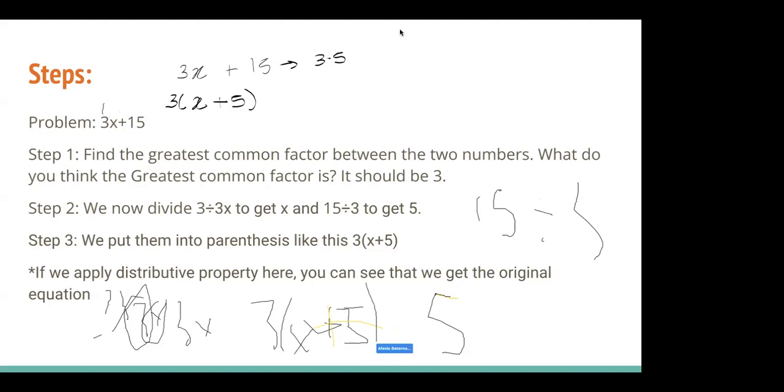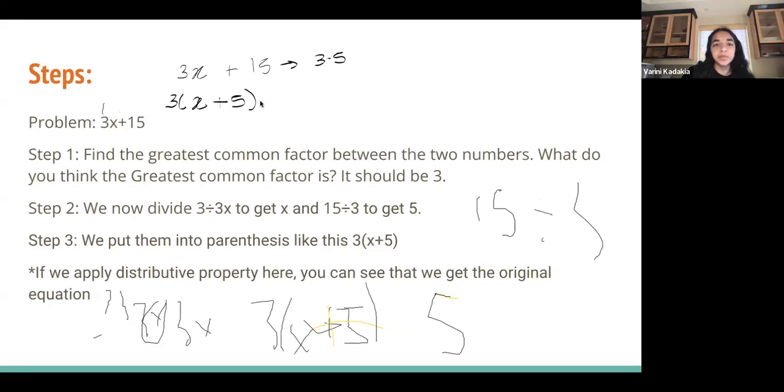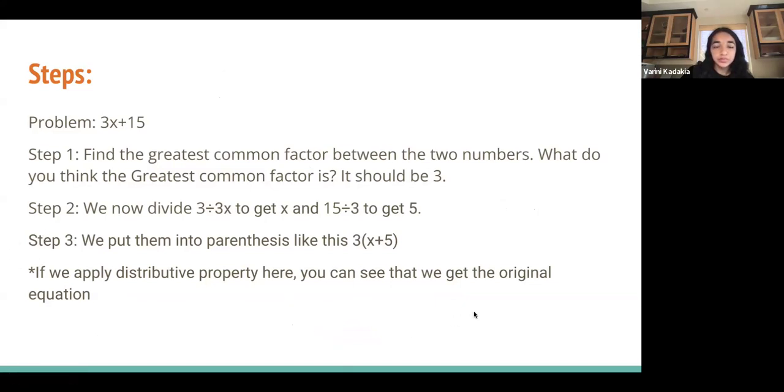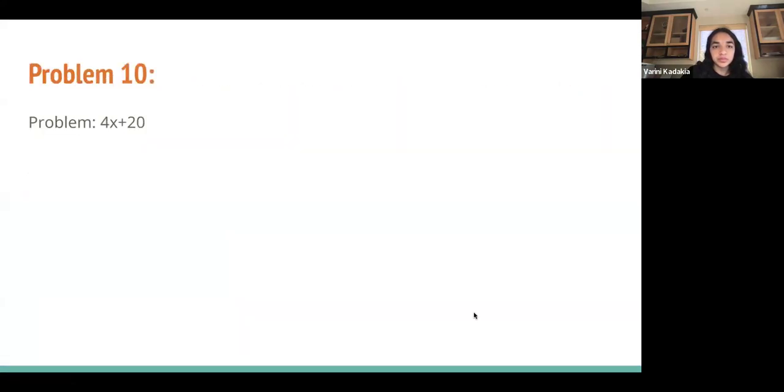Thank you. Yeah. So basically, you want to find the greatest common factor between the two numbers, and in this case, the greatest common factor would be 3, because we know that 3 times 5 gives us 15, and we have 3x. So then, as he said, we factor out 3, and then we get 3 times x plus 5. Okay, so why don't you guys try this question, and then we can go over it together after.